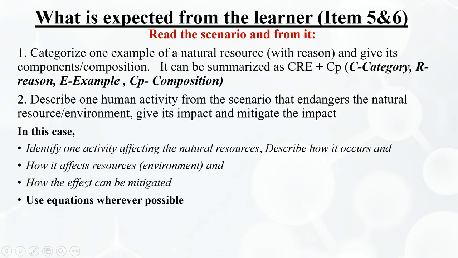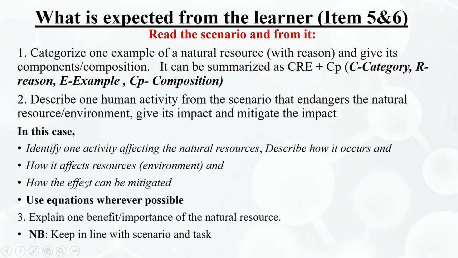So, read the scenario, identify a human activity that is affecting the natural resource, describe how it occurs, how it affects the natural resource or environment, and how its effect can be mitigated. Then, the last paragraph is supposed to be explaining the benefit or importance of the natural resource.